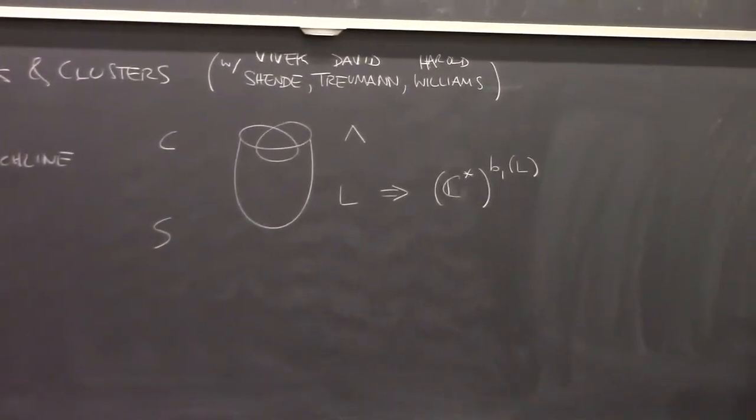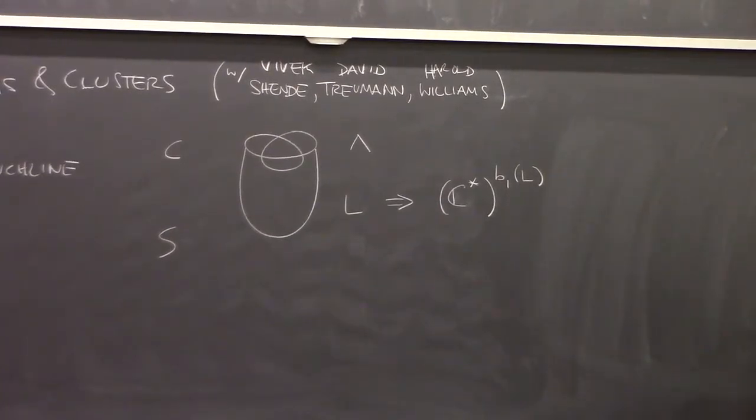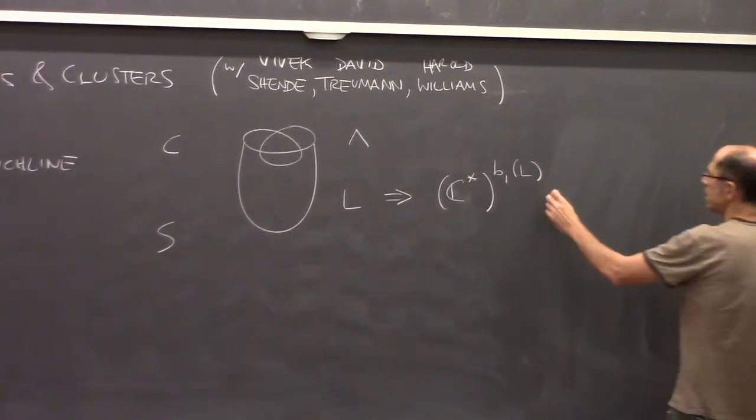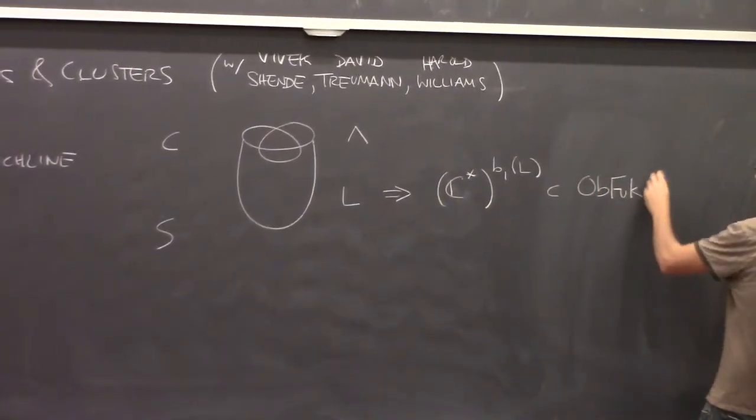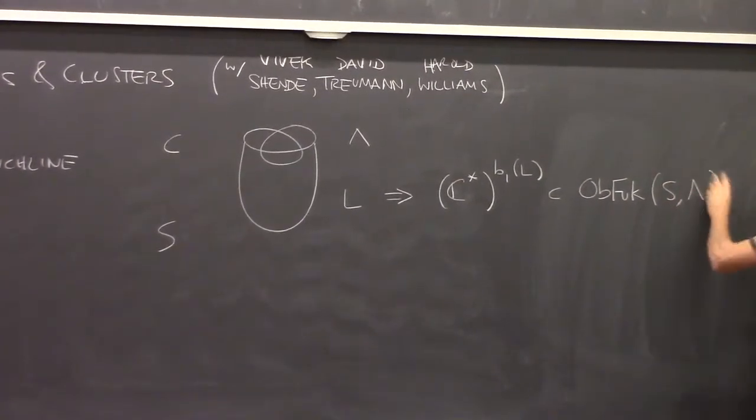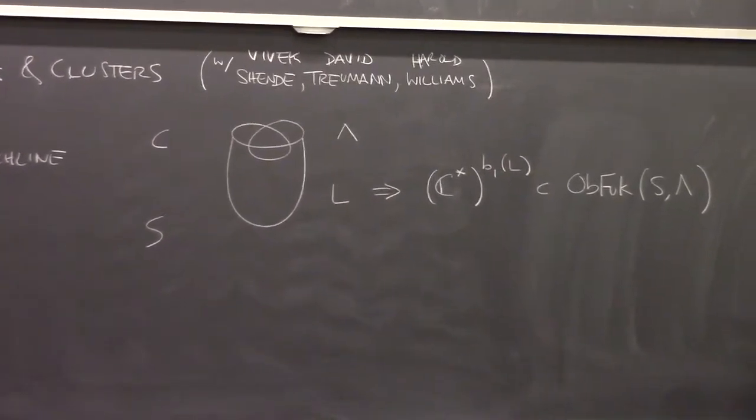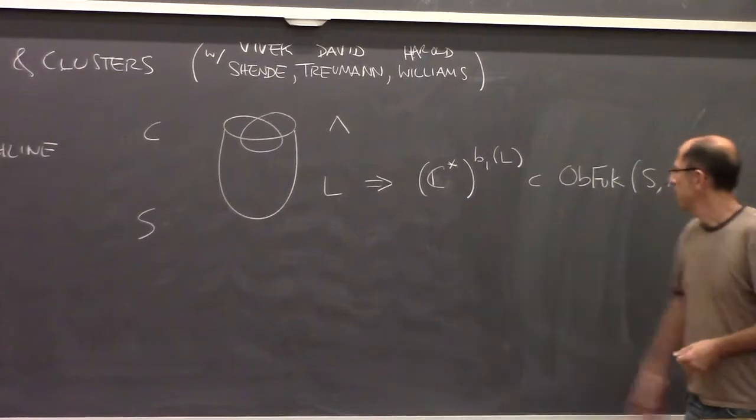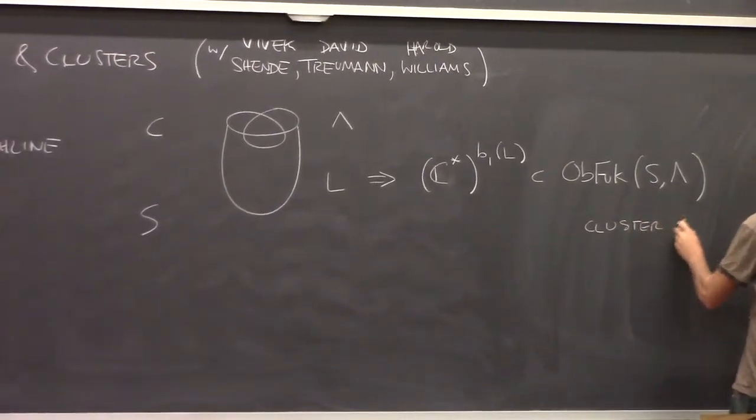One C-star factor for each homology cycle. And so inside the set of objects of the Fukaya category of S, of Lagrangian manifolds bounding the knot, we get an algebraic torus, and this looks like a cluster chart. But that's the main idea.